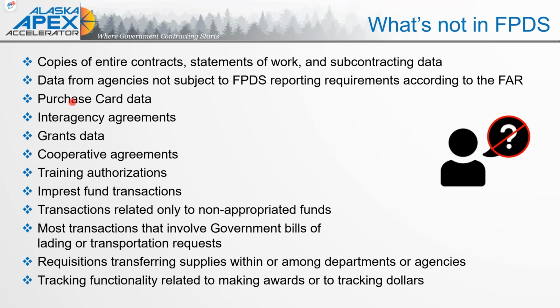All right, data from agencies not subject to FPDS reporting requirements according to the FAR, so again, there's exemptions. Purchase card data is not in there unless it goes over the micro purchase threshold, and in that case, credit card purchases over those dollar thresholds must be reported. Interagency agreements, grants data, cooperative agreements, training authorizations, etc. Most transactions that involve government bills of lading, transportation requests, those type of things are also not found within FPDS.